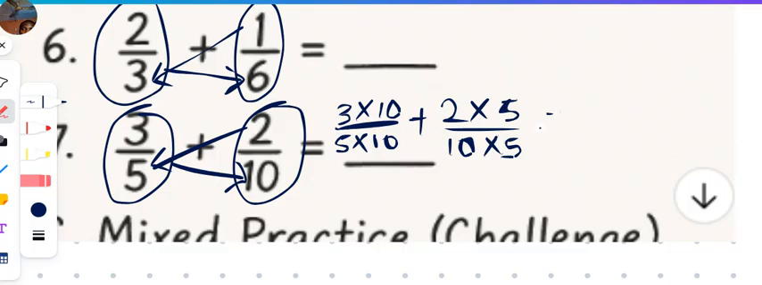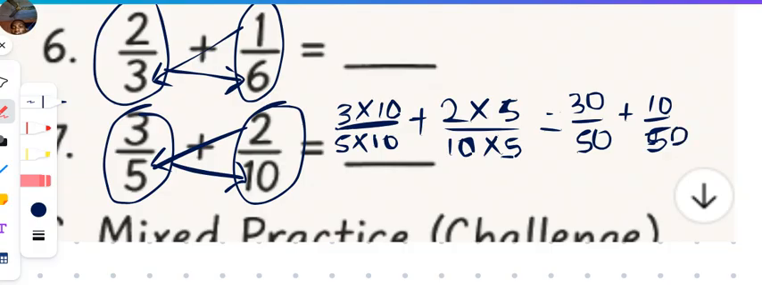So this is going to give us 3 times 10, 30. 30 over 50 plus 2 times 5, 10. 10 over 50. You see 10 over 50 there?